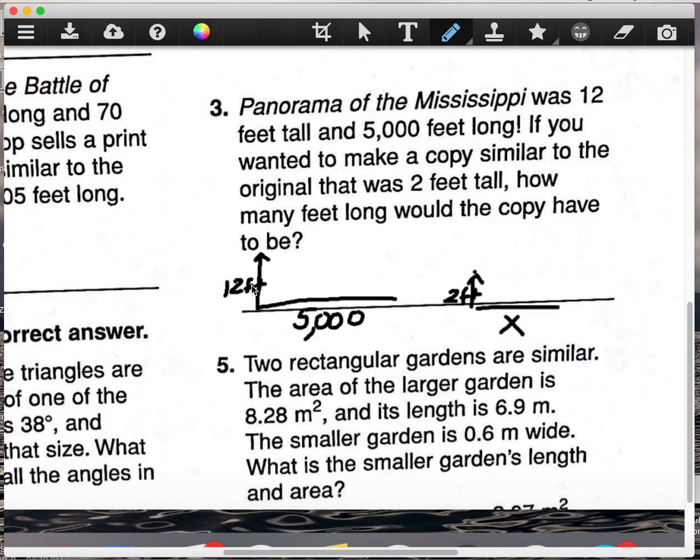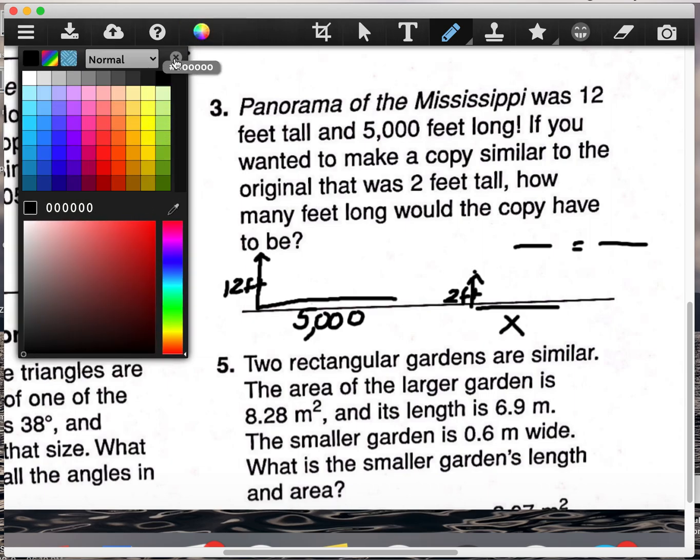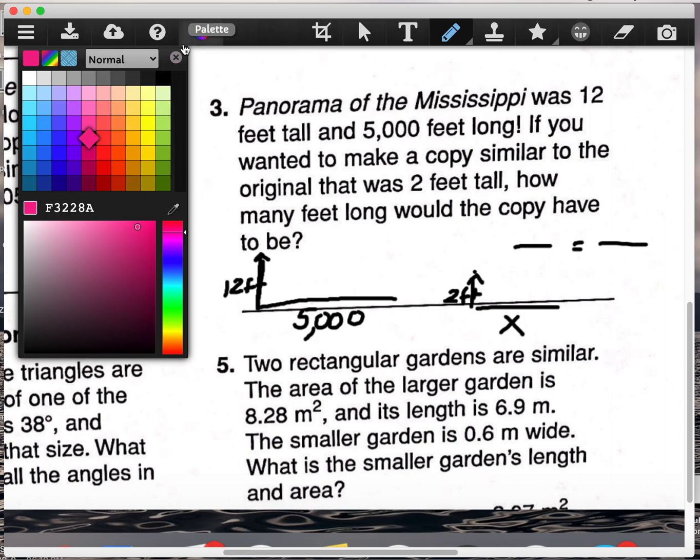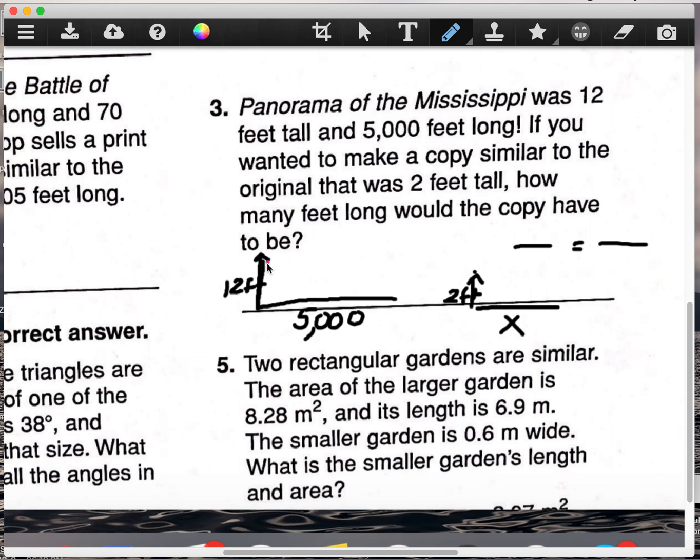So let's set up our proportions, because remember, we're growing this one at the same proportional rate as this one, but we're just making it smaller. I'll do it in a different color. Remember, when we want to make them similar, we're looking for similar sides. So we're taking this side, which is 12, and putting that on top, and this side, which is 2. They're the coordinating sides.